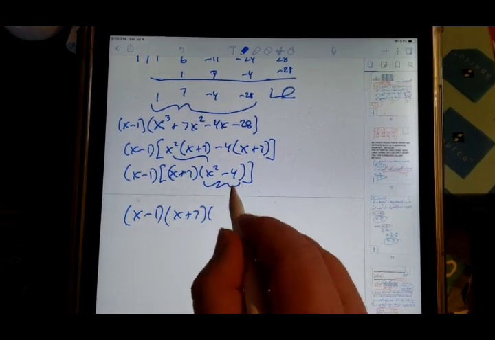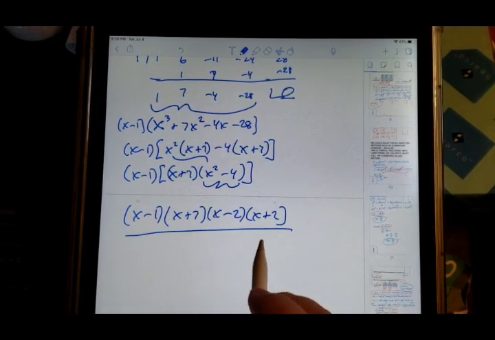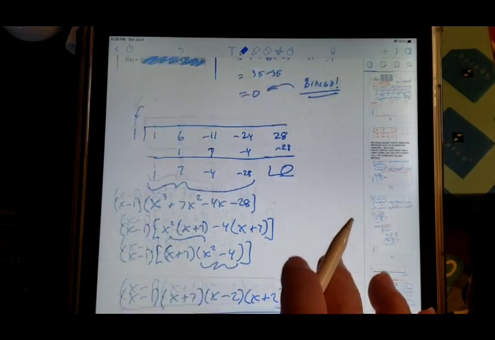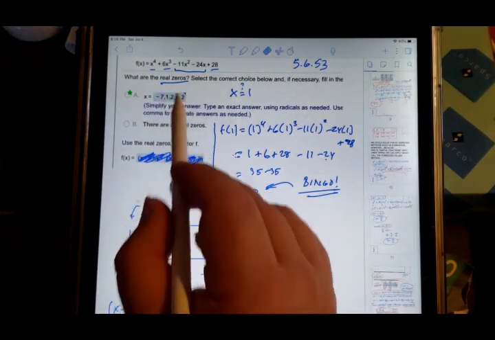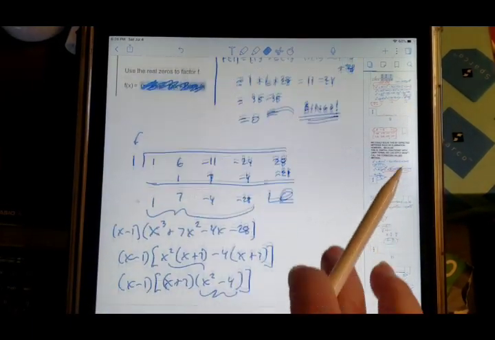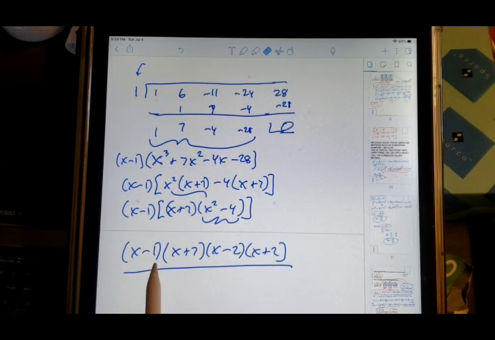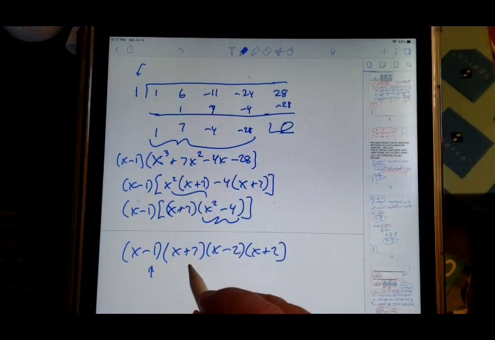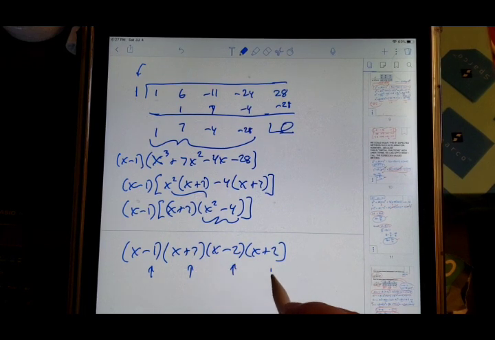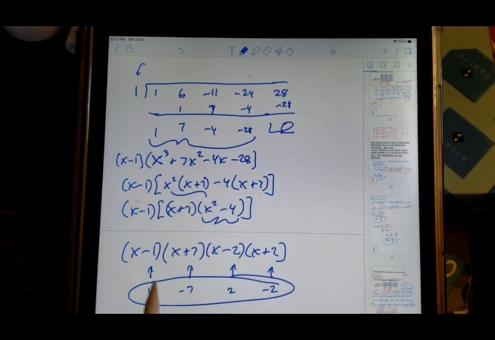Meaning this can factor with difference of squares. So I found how to factor it, and hopefully we recall how to factor something like this. The factors are what I'm subtracting from x. So 1, 1, keep on going off the page, 1, negative 7, positive 2, and negative 2. So those are the factors. In other words, if I set each of those equal to 0, what would I get?